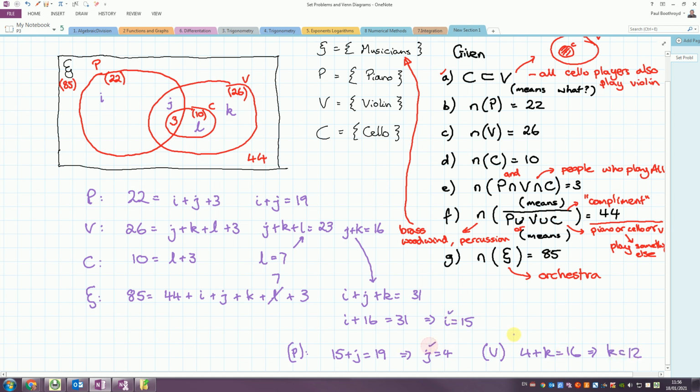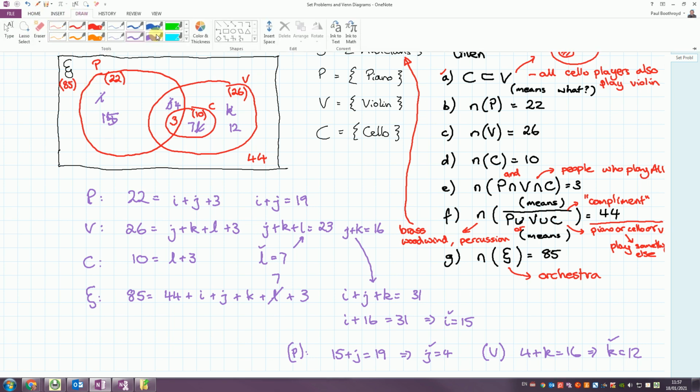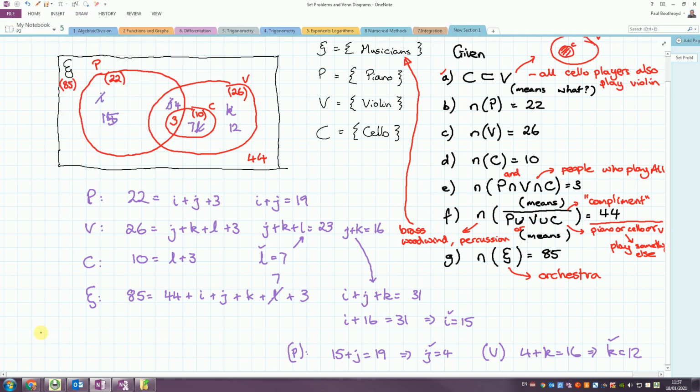I've got I, J, K, and L. So I can now go and put those back in. J was 4, I was 15, and K was 12, and L is 7. So I can now replace all of these letters with a number. And now when I do the sums, they should all add up. So inside, do a check. Let's just do a quick check in green.